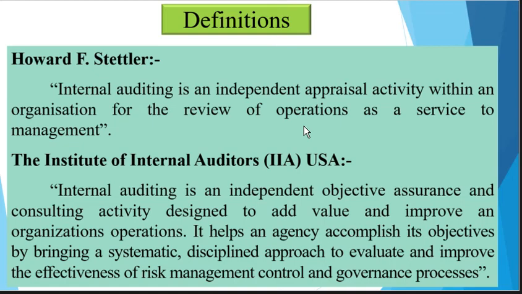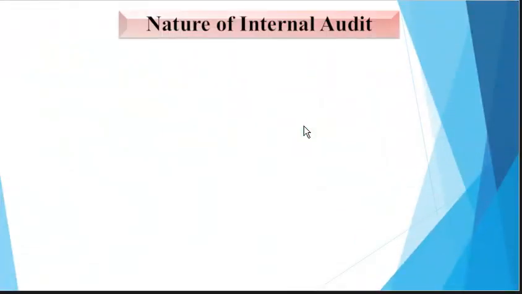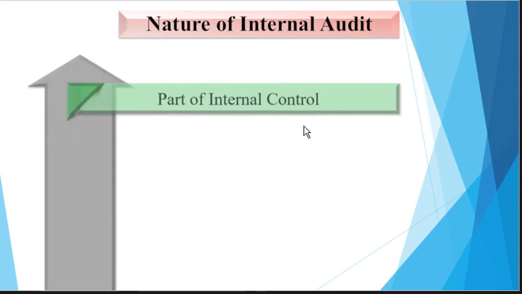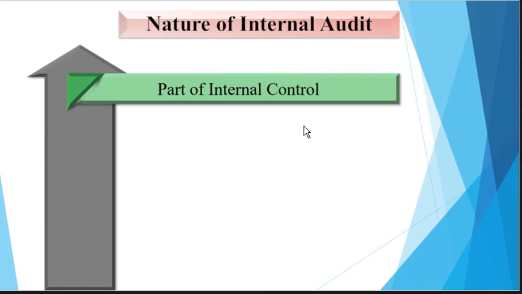Now, let us see the nature of internal audit. There are some points given, and the nature of internal audit can be explained with the help of these points. First is part of internal control. Internal audit is part of internal control operated by management. It is an independent appraisal activity within an organization performed by an employee of the organization or an outside agency.